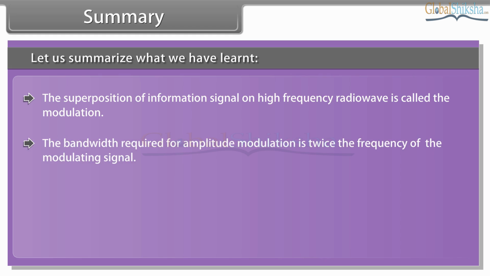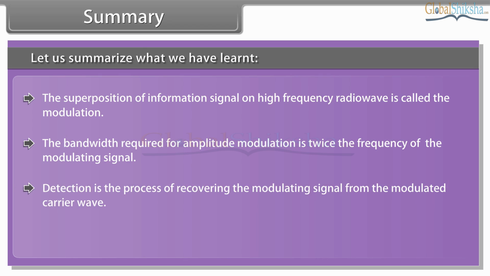The bandwidth required for amplitude modulation is twice the frequency of the modulating signal. Detection is the process of recovering the modulating signal from the modulated carrier wave.